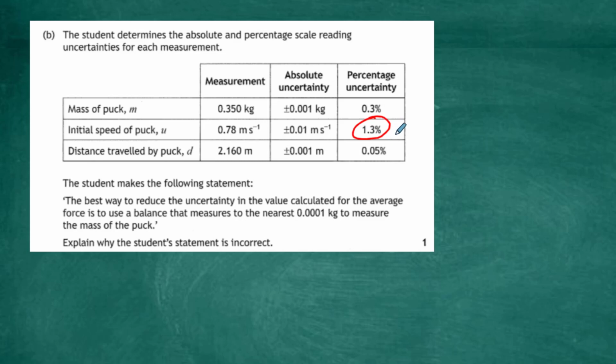So the very fact that the student is going to concentrate on reducing the percentage uncertainty of the mass of the puck will make no difference in the overall uncertainty of the value, because we're still going to have to take the largest value, which is the initial speed of the puck, and the percentage uncertainty for that is 1.3%. So because that's unaffected and that's the biggest, the student's statement is incorrect.